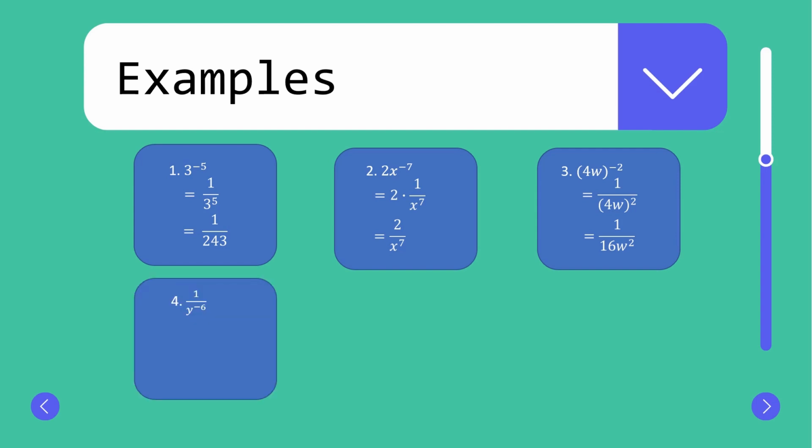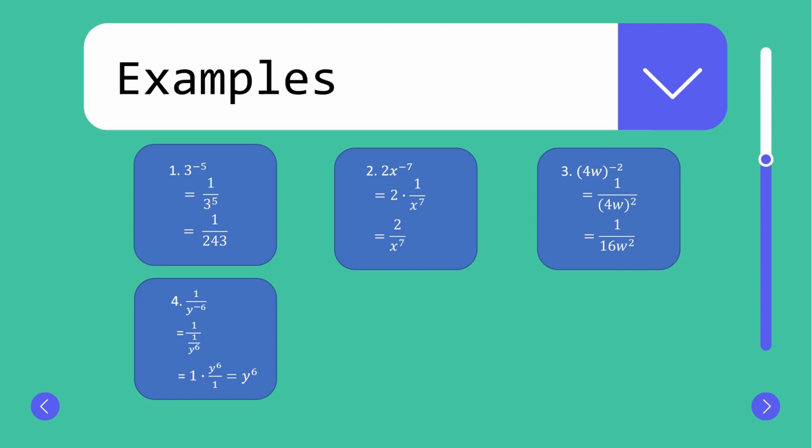Next, we have 1 over y raised to negative 6. For this example, we take the definition of negative exponents. This becomes 1 over 1 over y raised to 6. We simplify this by proceeding to multiplication. This becomes 1 times the reciprocal of 1 over y raised to 6, which is y raised to 6 over 1. And if we further simplify, this becomes y raised to 6.